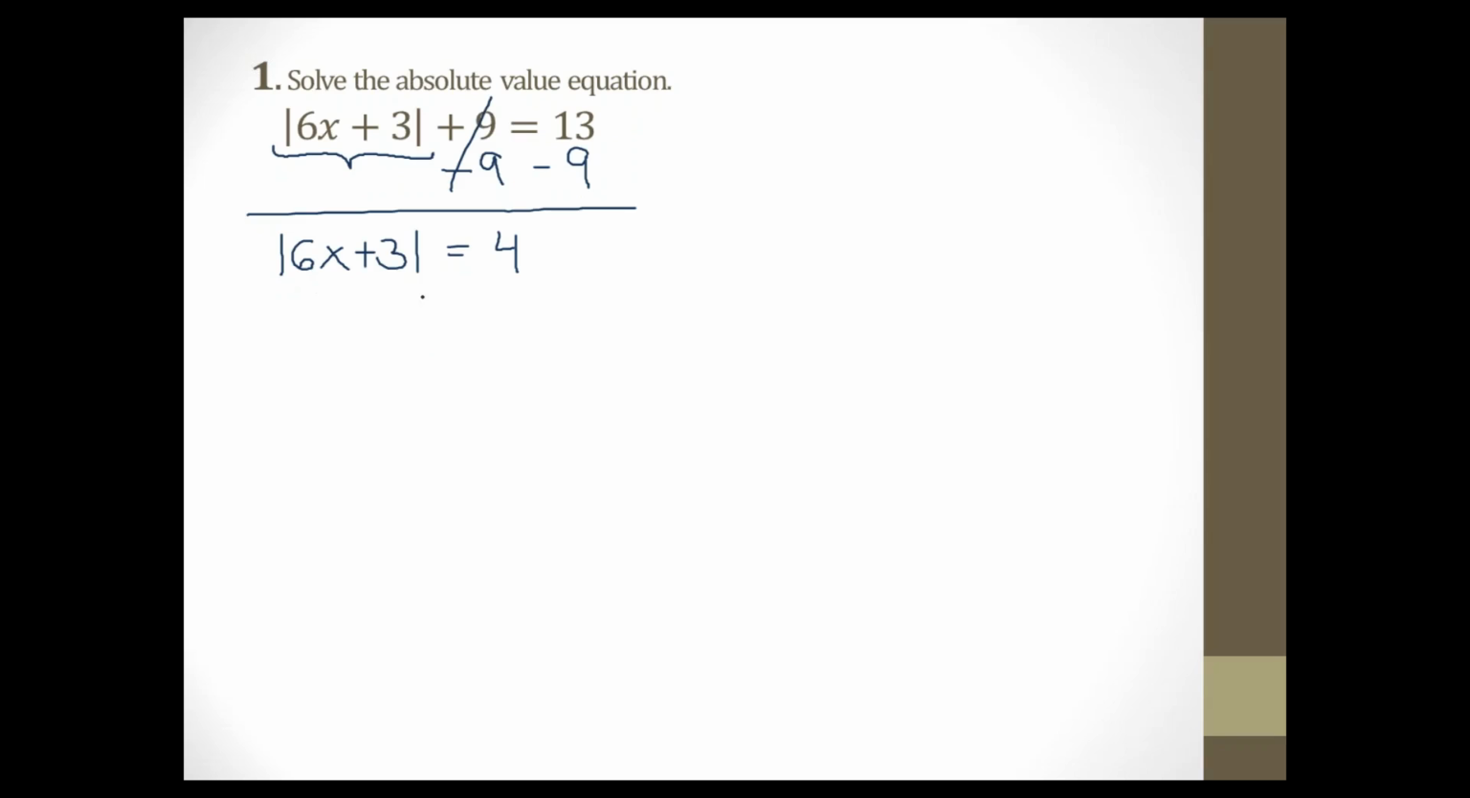Now that I isolated my absolute value, I can use the property to solve absolute value equations, which means I'm going to get two different answers because the absolute value is the distance on the number line. You could go in the negative direction on the number line and in the positive direction, and you indicate that by writing two equations. One time with a positive 4 and then also with the opposite, which would be a negative 4.